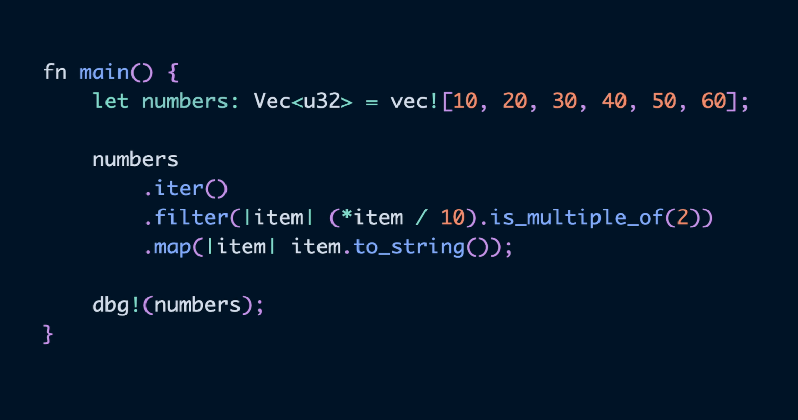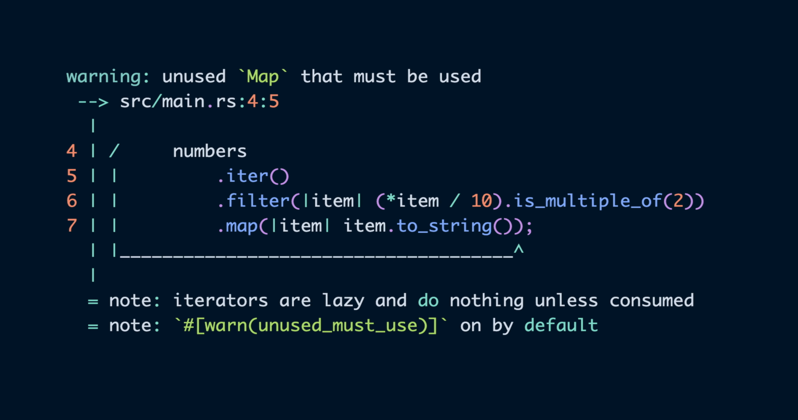We can call it manually with next or with a for loop, or use a consuming iterator function like collect. One nice piece of Rust is that if you construct an iterator and don't call it, the compiler will actually warn you. Here's an example program that will produce that warning and show the original vec was not modified. And here's the warning, which says an unused map that must be used.